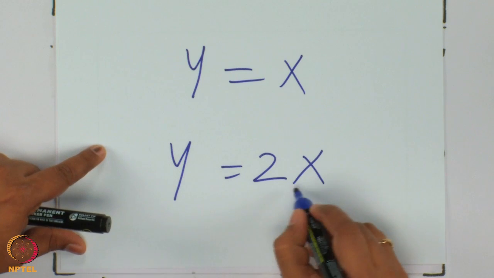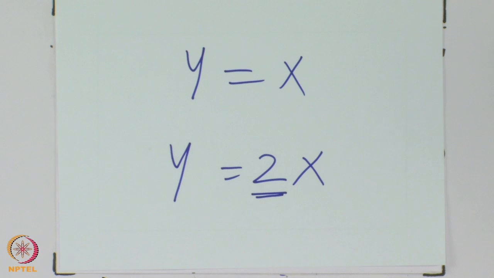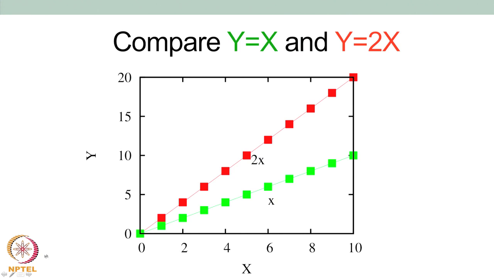Of course, the difference is we are multiplying by 2, right. So, if you plot y is equal to x and y equal to 2x together in a graph, it will look like this. What we have here is y equals x plotted in the green line, the first graph. The red line and the dots are y is equal to 2x. So, if you compare these two, what do we see?